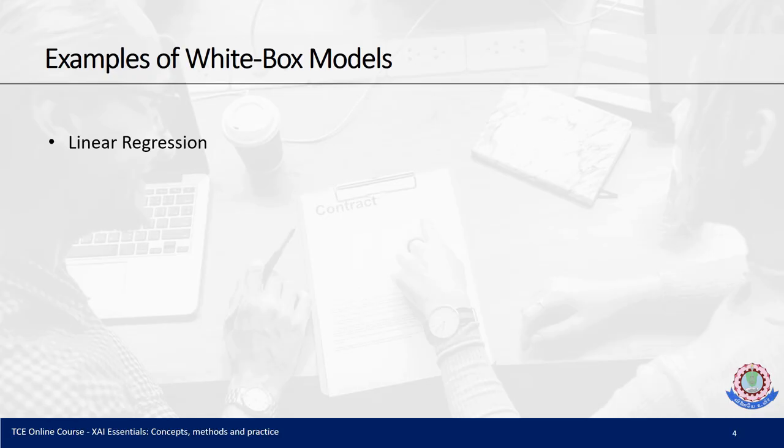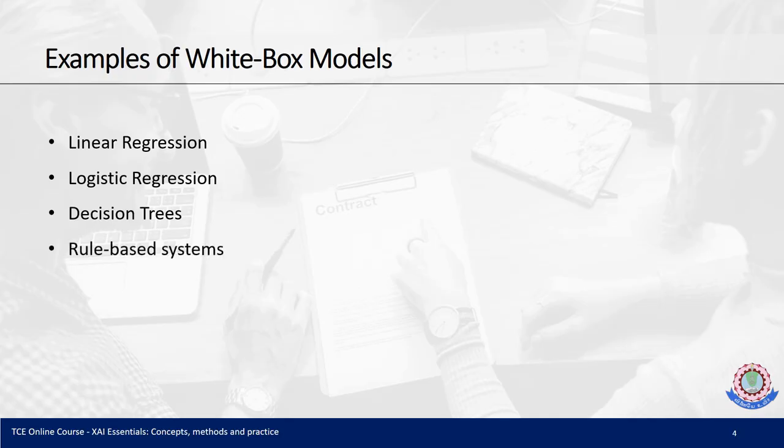Now let's look at some common white box models. Linear regression shows how each feature contributes to the final output using weights. Logistic regression does the same for classification problems. Decision trees represent the decision as a sequence of simple rules, making them very intuitive. Rule-based systems explicitly define logic in human readable form. These models allow us to trace predictions step by step, which makes them ideal for explainability.